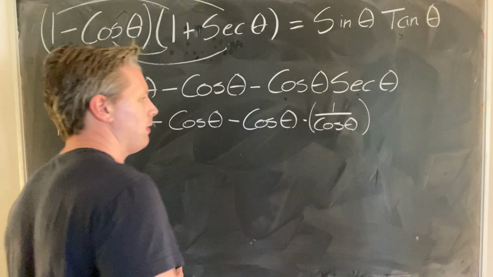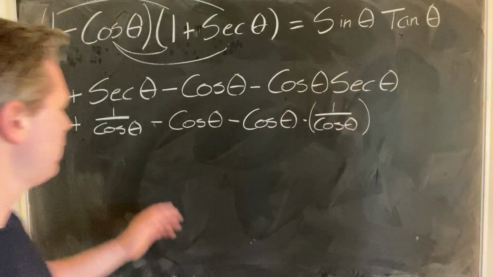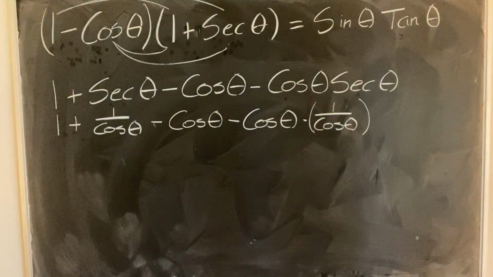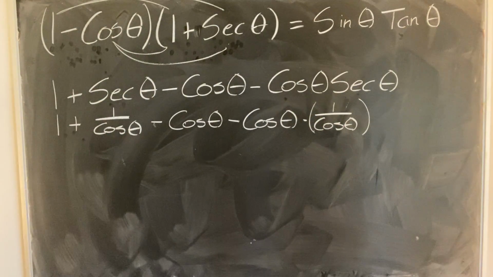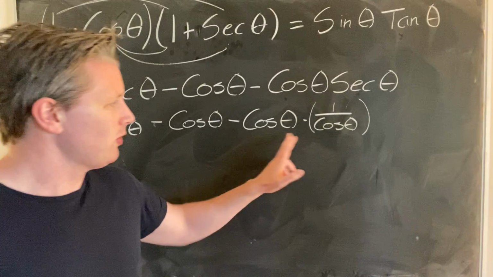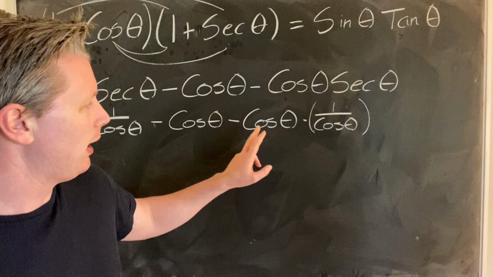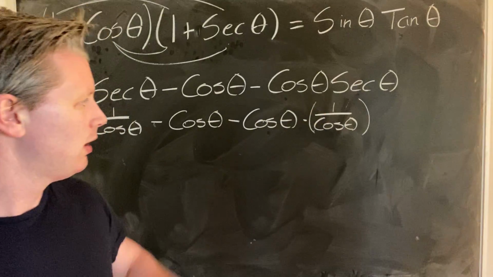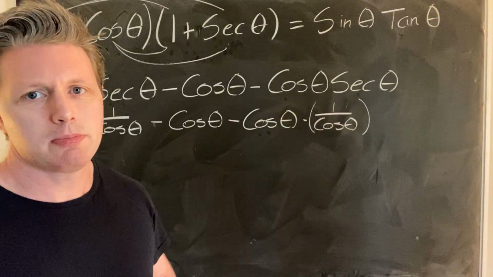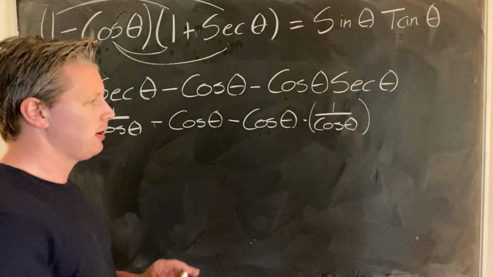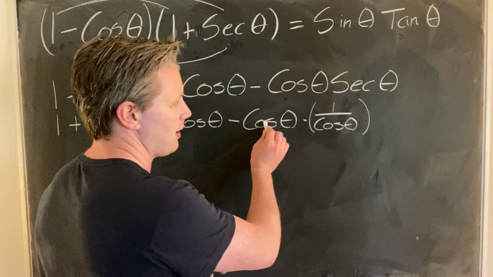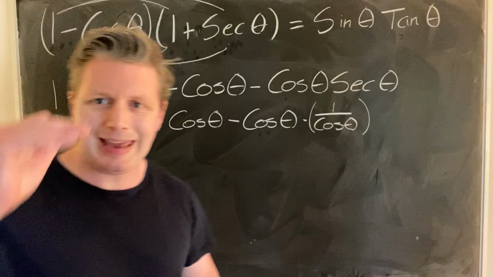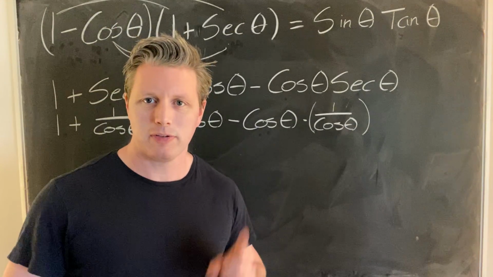I'll put parentheses around this here. So what I've done is I've replaced my sec theta with 1 over cosine theta. What have I gained? Well, if I look at this final term here, I now have cosine theta times 1 over cosine theta. I have a term times its reciprocal. And so I'm ending up with cosine theta over cosine theta. And we know that anything divided by itself is simply 1.